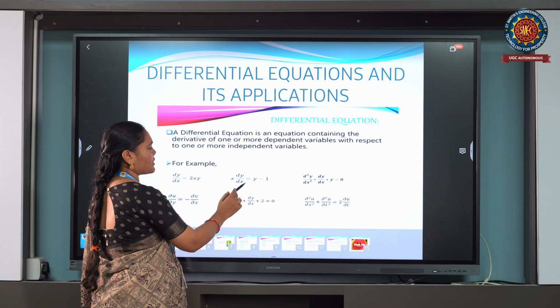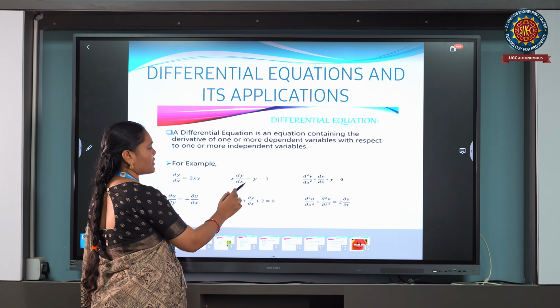In differential equations, there is another form also, that we can read as dou u by dou y is equal to minus dou v by dou x, and dou square u by dou x square plus dou square u by dou t square is equal to 2 into dou u by dou t. These are all examples of differential equations.